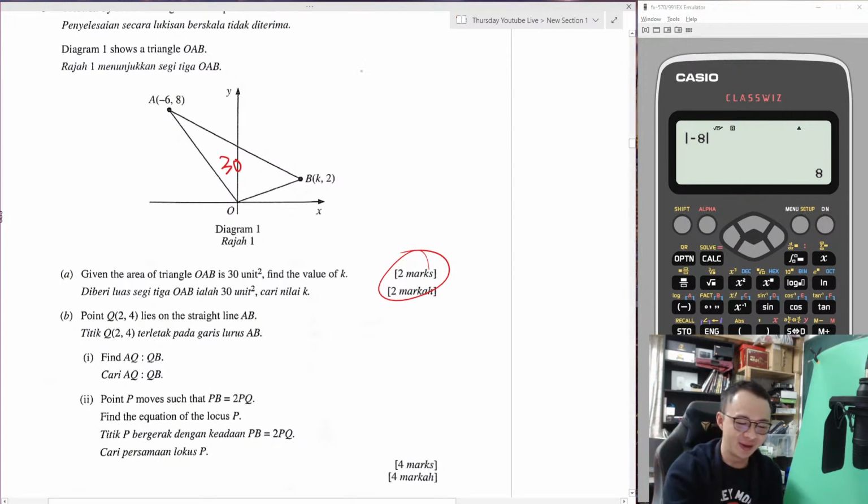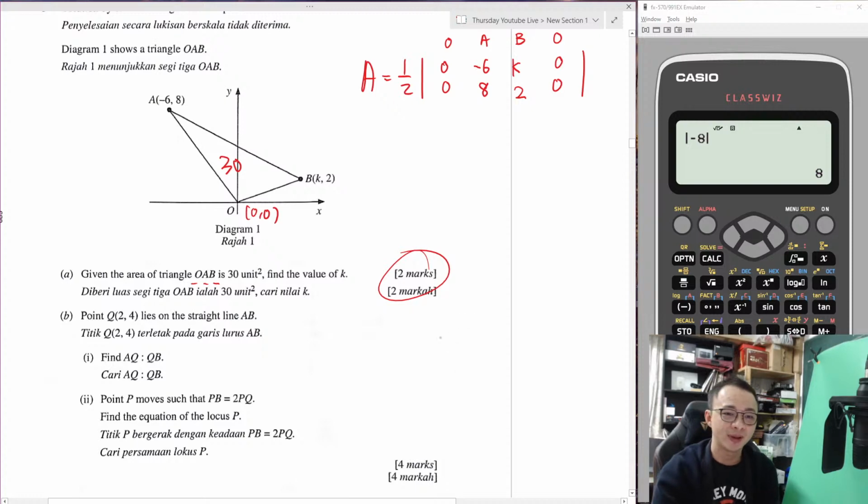What is the area formula? It is 1 over 2 modulus. Why modulus? Because area cannot be negative. Normally this is how I will do it. The coordinates are O, A, and B. I will write accordingly O, A, and B, and repeat the first coordinate O. And what is the coordinate for O? It's 0, 0, isn't it? So 0 for X, 0 for Y. A is -6 and 8. B is K and 2. Repeat the O, 0, 0.